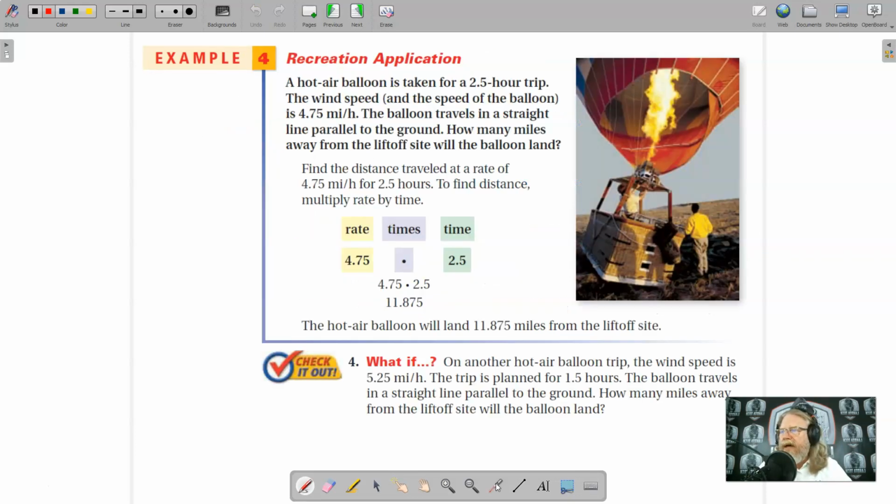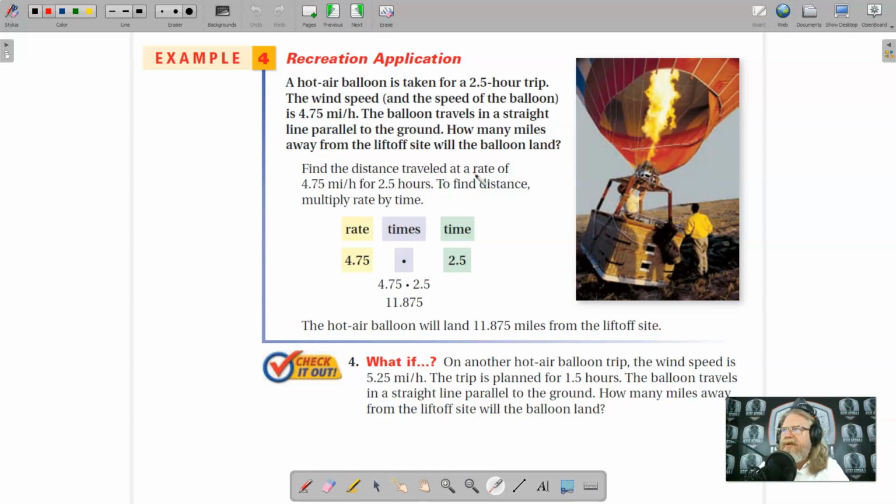Let's move on to hot air balloons, the thing we've been waiting for, right? Everybody's been waiting for the example about hot air balloons. So, a recreation application, just in case you ever decide to go hot air balloon riding. A hot air balloon is taken for a 2.5-hour trip. Interestingly enough, this balloon apparently travels at the exact same speed as the wind. I did not know that. The speed of the wind is 4.75 miles per hour. The balloon travels in a straight line parallel to the ground. How many miles away from the liftoff site will the balloon land?